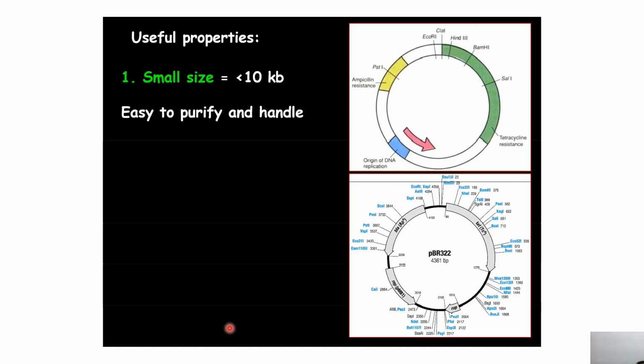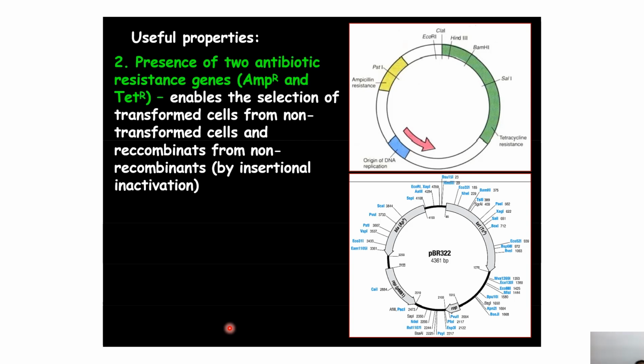Now, what are the useful properties? The small size, less than 10 kb, so it's easier to purify, handle, and manipulate. The presence of two antibiotic resistance genes. Okay, so I think one of you was asking me in the last class. So here we have two antibiotic resistance genes which enable the selection of transformed cells from non-transformed cells and recombinants from non-recombinants by insertional inactivation.